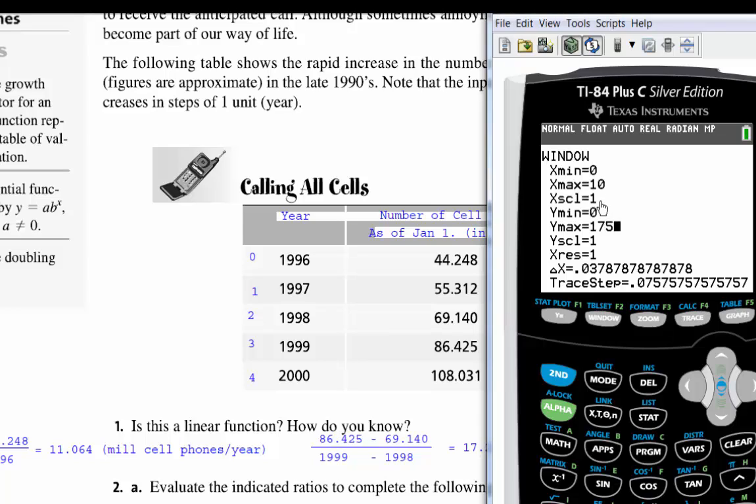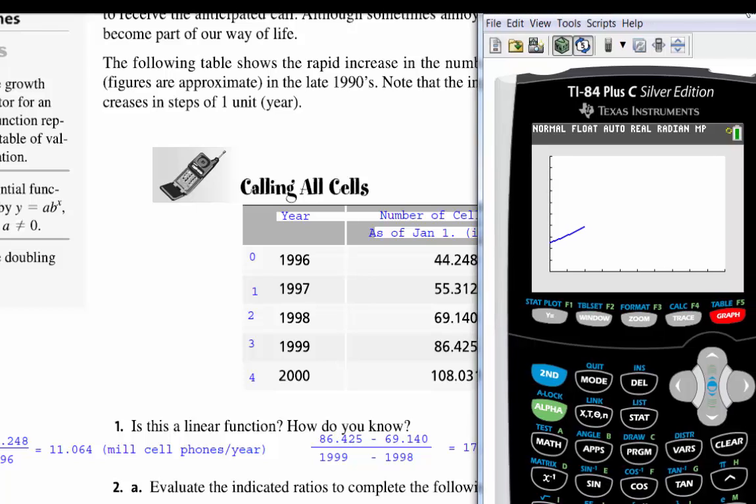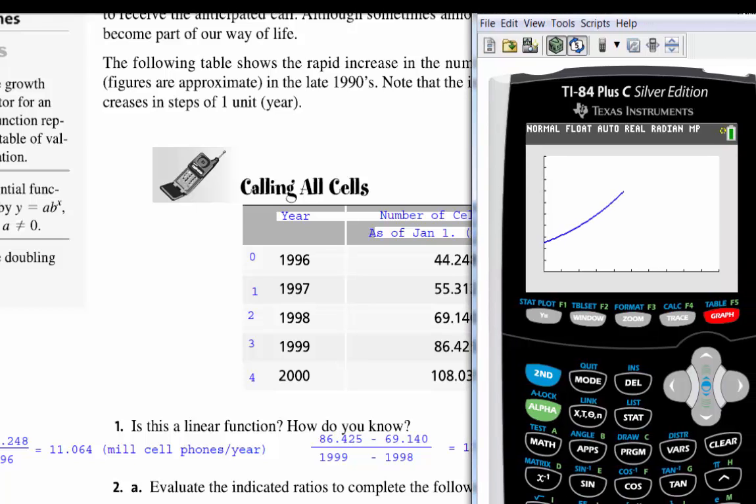For scale, if I count by ones from 0 to 10, that will give me 10 tick marks. For the y scale, if I just move the decimal one place to the left, if I count by 17.5, that will give me 10 tick marks on the y-axis. So I press the graph key. And there's my graph. And again, notice the tick marks here. I'm counting by 1, so this would be 1, 2, 3, 4, 5, and I'm counting by 17.5 on the y-axis. So you're asked to sketch that on your paper.